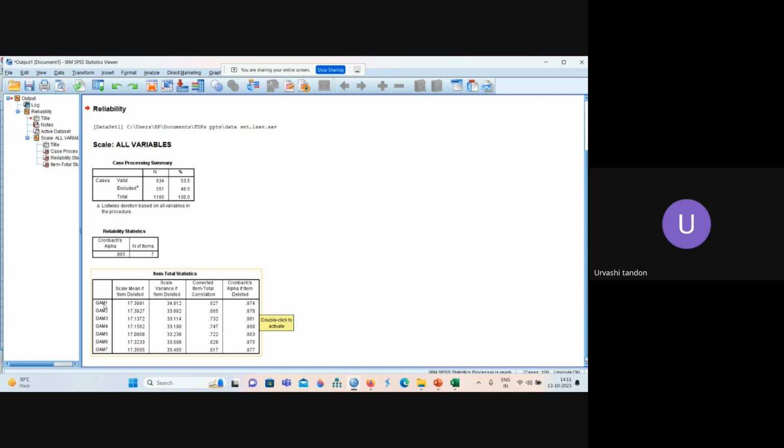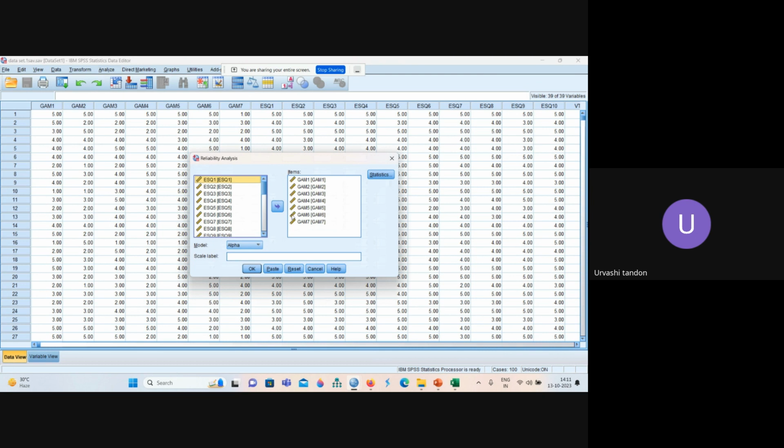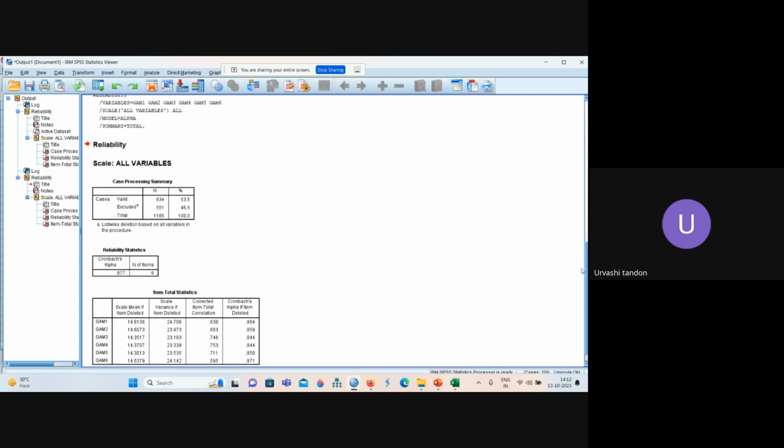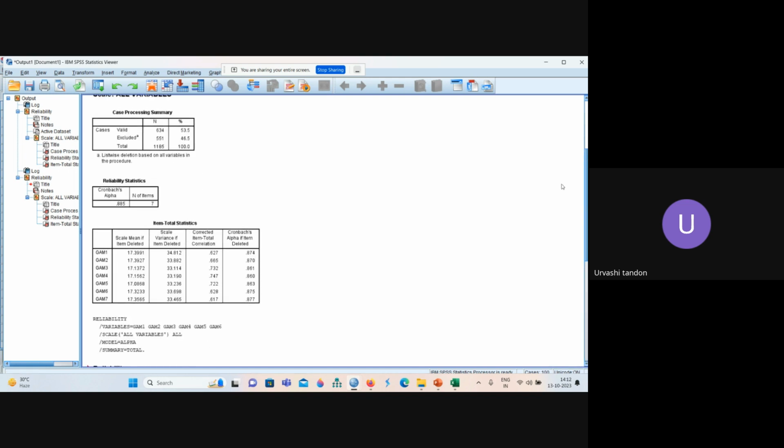Let's say if I delete gamification 1, GM1, then my Cronbach alpha would be 0.874. If I delete gamification 5, GM5, then my Cronbach alpha would be 0.863. So what is coming up as maximum here is 0.877, which is even less than what I am getting here. If I want to get 0.877, I'll go to my SPSS sheet, go to Analyze, Scale, Reliability, and remove gamification 7 and say okay, and it will come like 0.877. Earlier it was 0.885.